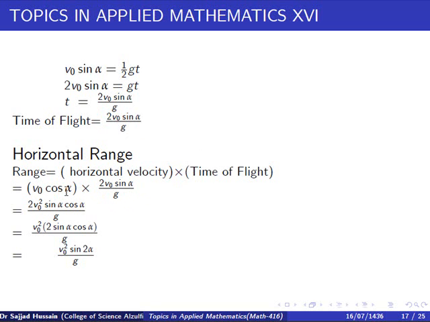So we simplify this one. This is a very simple formula for distance, and the values we have obtained, horizontal velocity and time of flight, we put here and simplify to v naught into v naught square sin alpha cos alpha divided by g, v naught square into 2 sin alpha cos alpha, that is sin 2 alpha. So v naught square over g sin 2 alpha. This is the horizontal range.